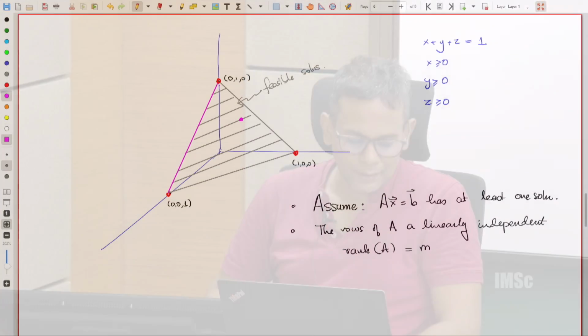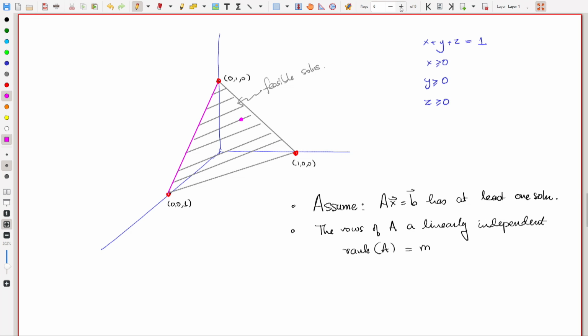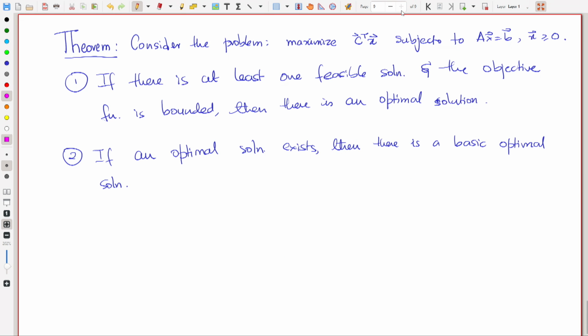So, the way the simplex method works is that you jump from one basic feasible solution to another while trying to improve the value of the objective function. If you are trying to maximize it, you keep jumping while increasing the value of the objective function. So, let us go back and do an example.